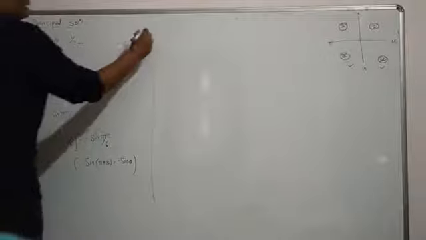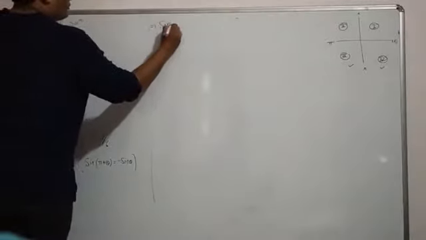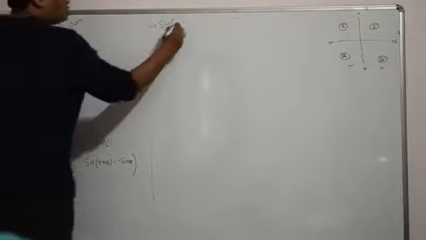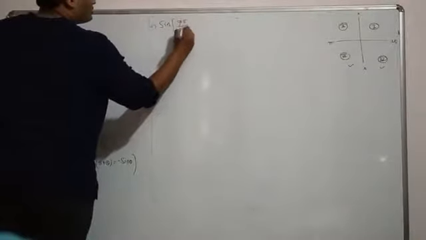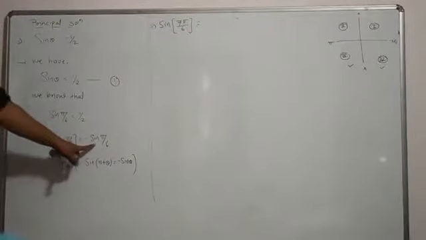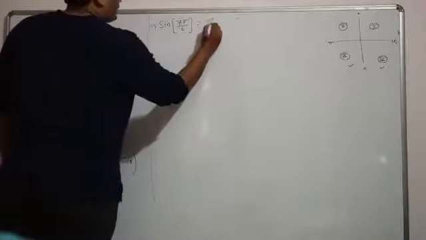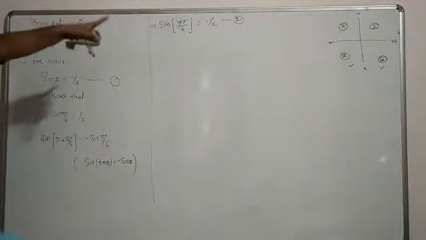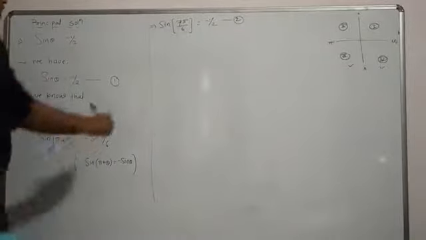So that implies sine of, what is pi plus pi by 6? 6 plus 1 is 7. So you have 7 pi by 6. That is equal to minus sine pi by 6. Sine pi by 6 is 1 by 2. So you have minus 1 by 2. And I will call this equation 2. Now if you compare equation 1 and 2, you have the RHS as the same.